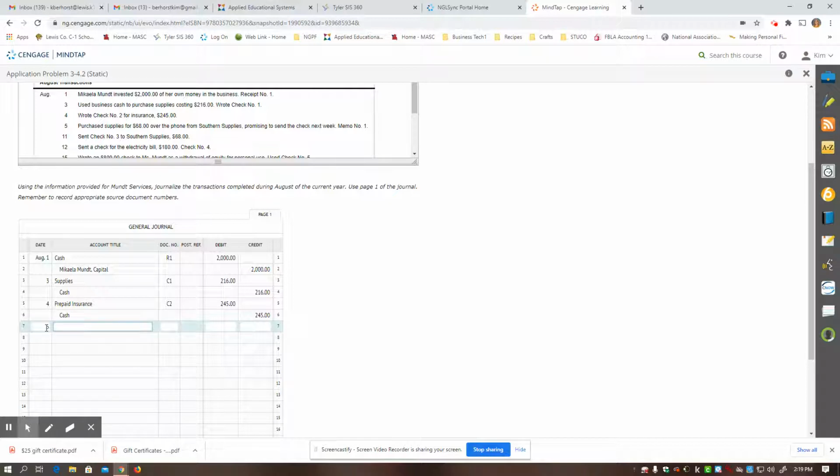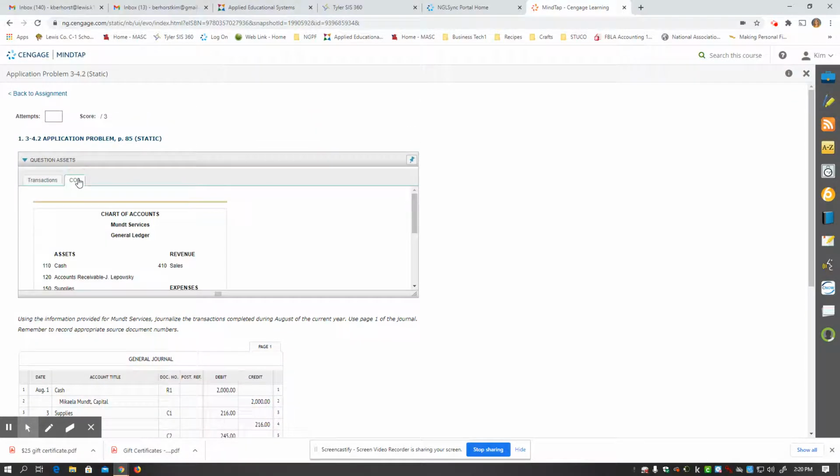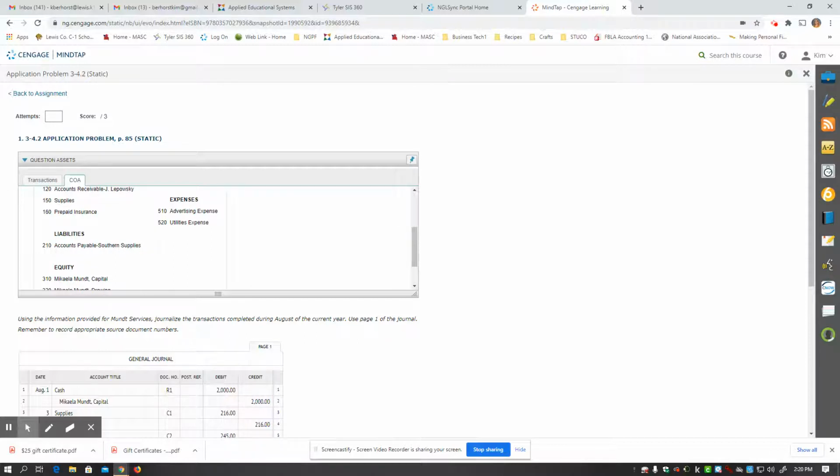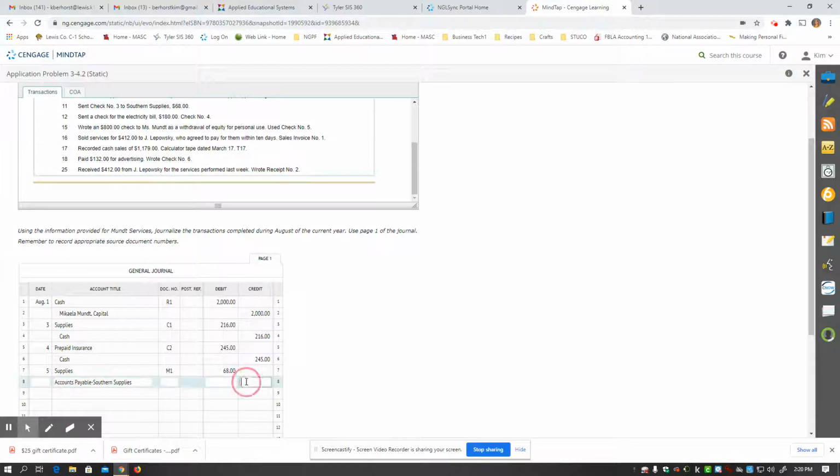Number 5 entry is going to be purchase supplies for $68 over the phone from Southern Supplies, promising to send the check next week. Memo number 1. So we bought supplies. Debited. Using memo number 1 for the amount of $68. Now, we didn't pay for it, so we can't use cash. We charged it essentially. So we owe them money later, right? So we have to change that to accounts payable. And the company's name was Southern Supplies. How did I know that we had an account named that? If you didn't know, you go to your chart of accounts right here. Accounts payable, Southern Supplies. For $68.